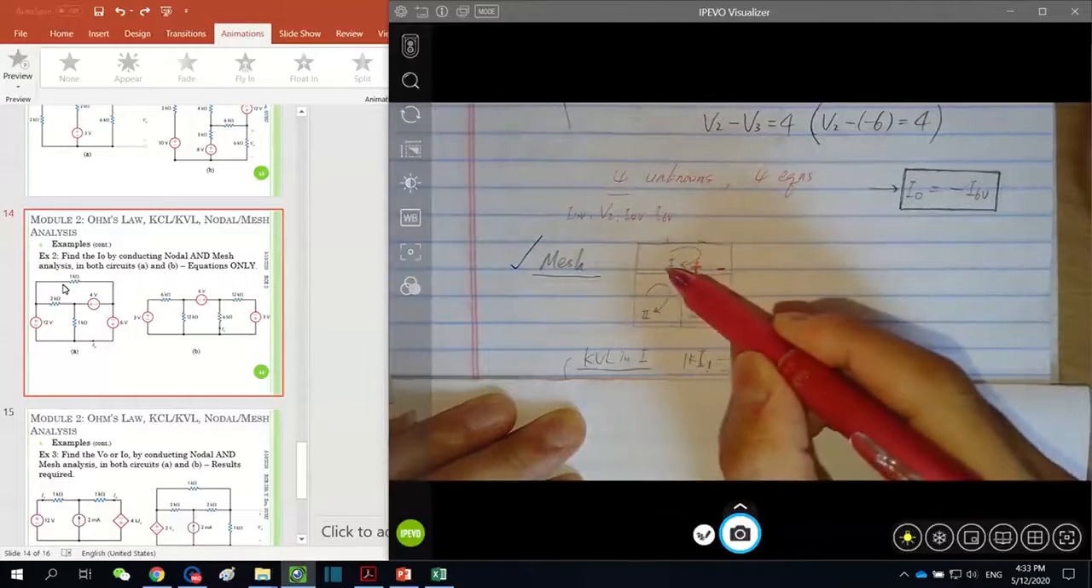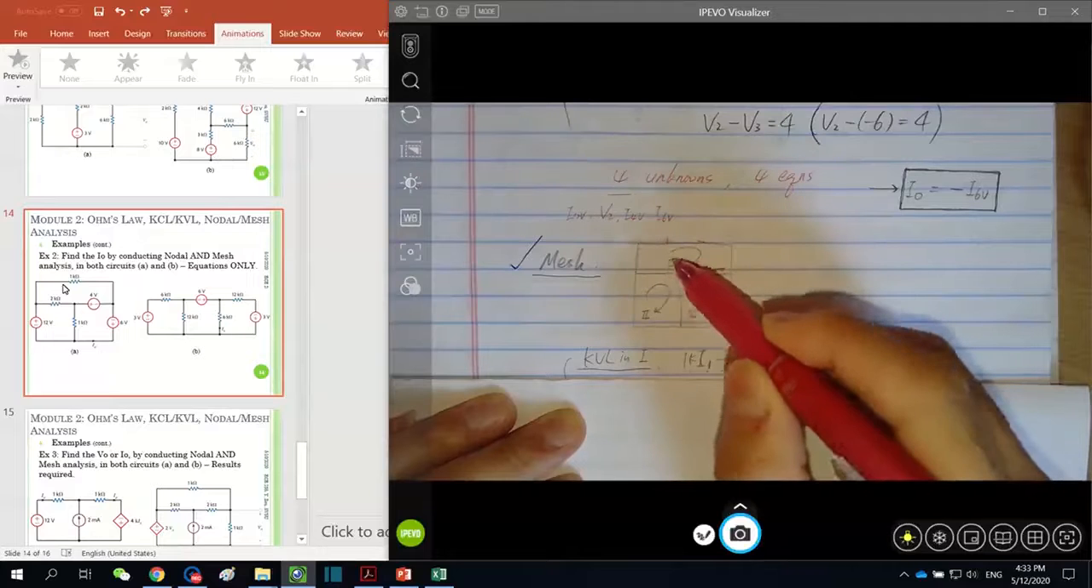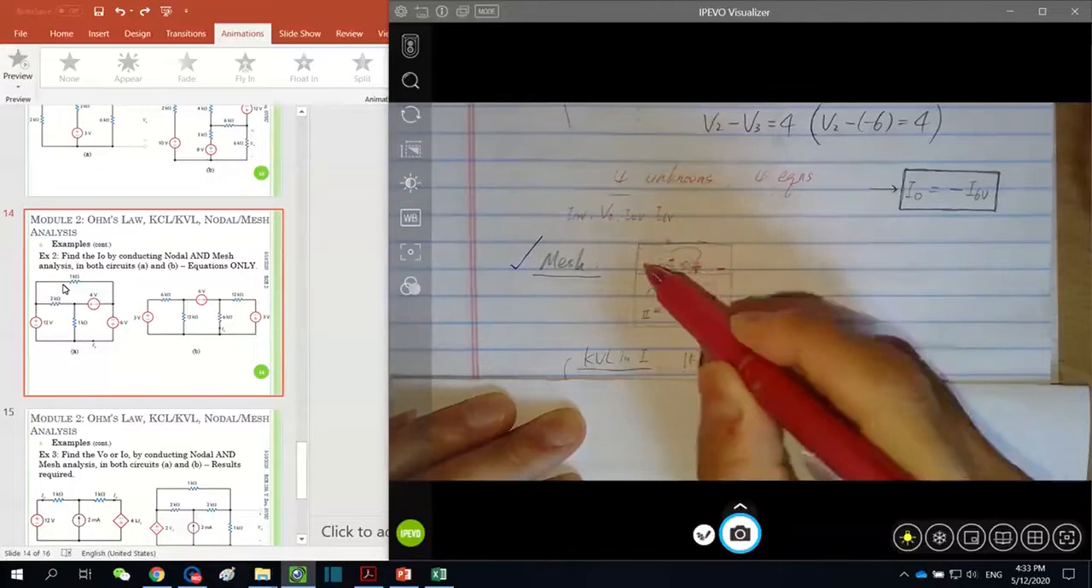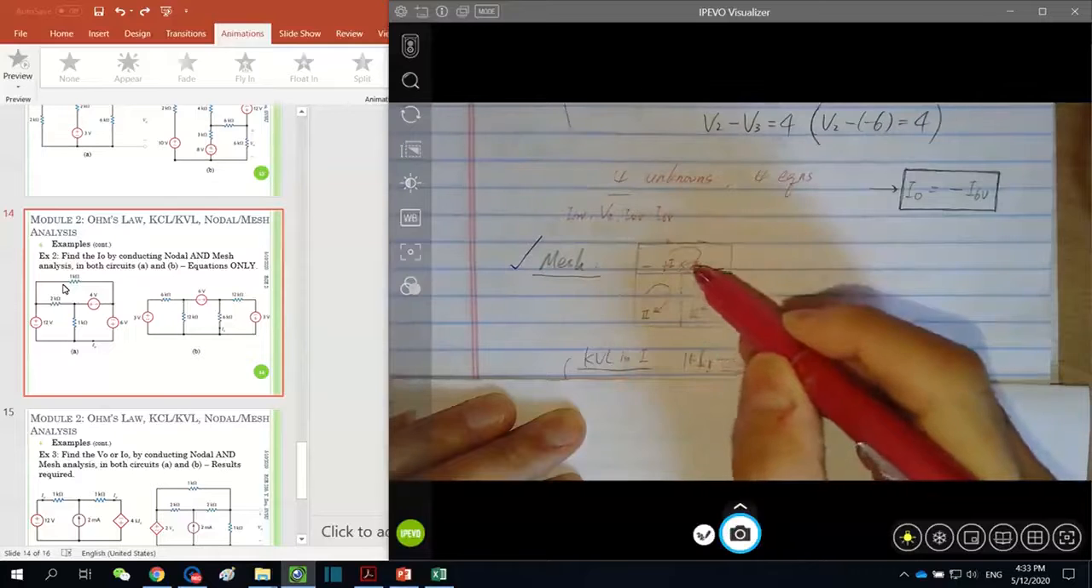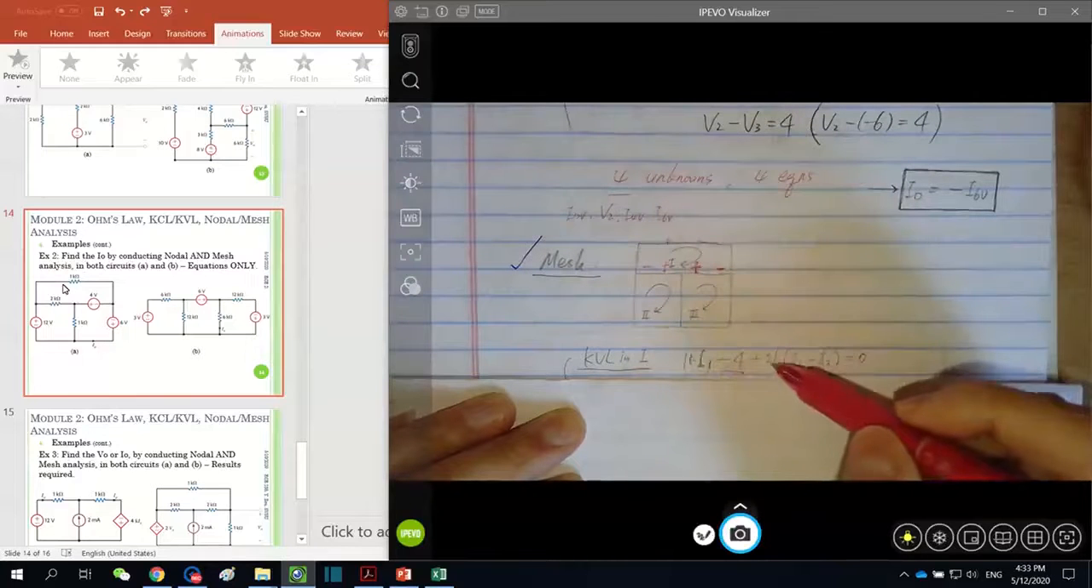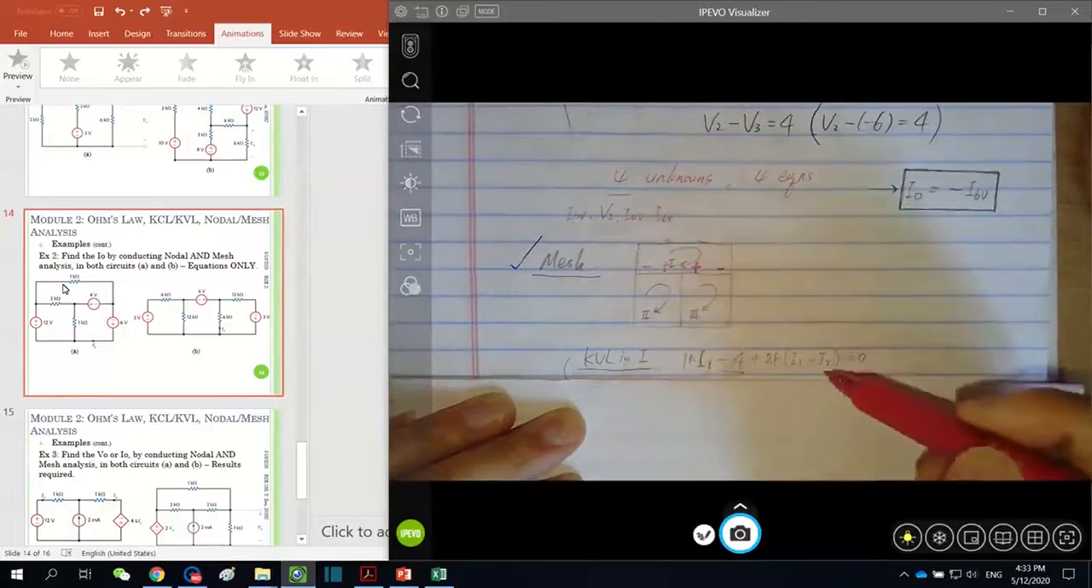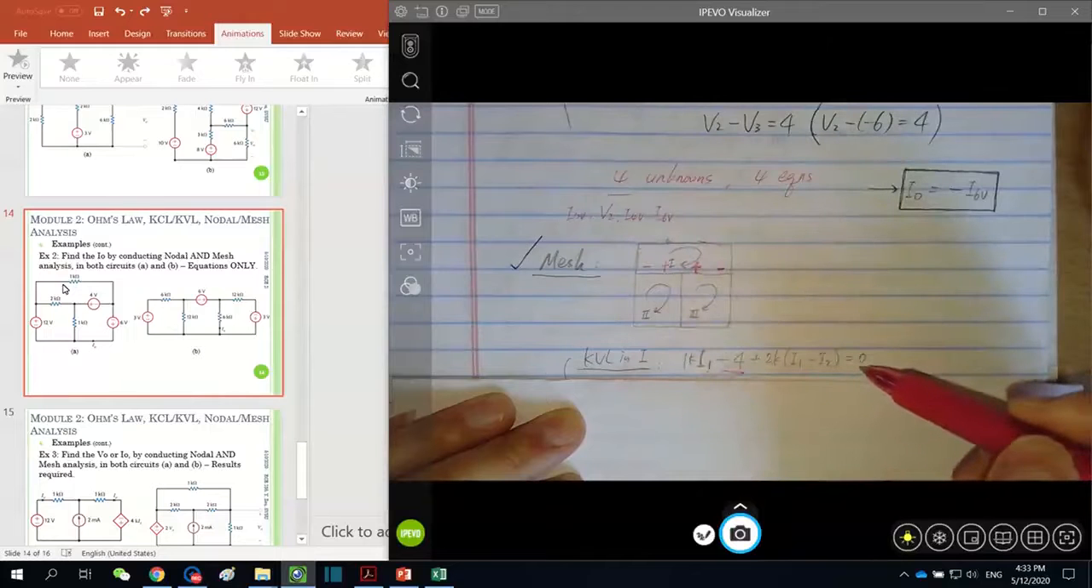This one has 2 currents going through. One is towards the left, I1, and one towards the right, I2. So we can write 2K times I1 minus I2, sum them up equals 0.